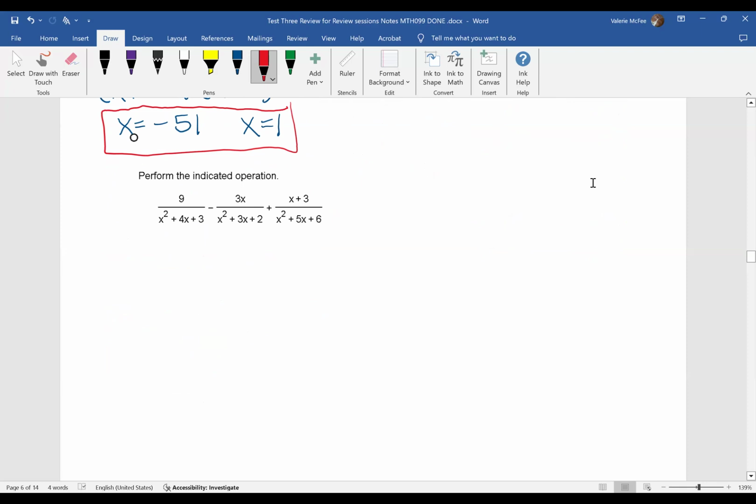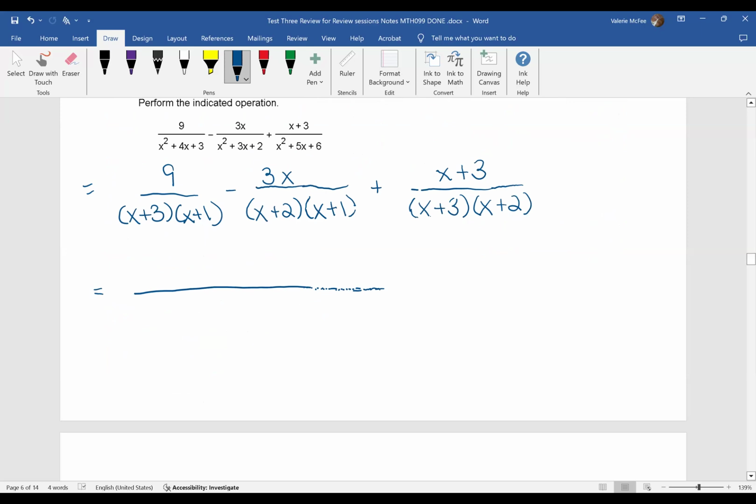Here we're just being asked to add and subtract. And remember, when you're adding and subtracting fractions, you need a common denominator. The first thing we need to do is factor the denominators. We've factored the denominators. We see that we need an x plus 3, x plus 1, and x plus 2 in the denominator.